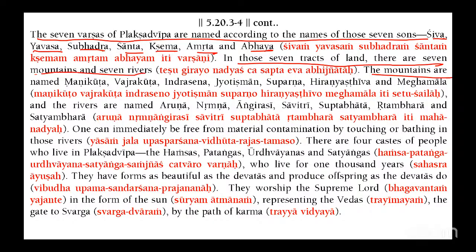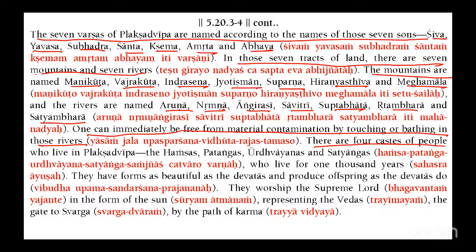The mountains are named Manikuta, Vajrakuta, Indrasena, Jyotishman, Suparna, Hiranyashtiva, and Megamala. And the rivers are named Aruna, Nrimna, Angirasi, Savitri, Suptabhata, Ritambhara, and Satyambara. One can immediately be free from material contamination by touching or bathing in those rivers. There are 4 castes of people who live in Plakshadvipa: the Hamsas, Patangas, Urdhvayanas, and Satyangas.